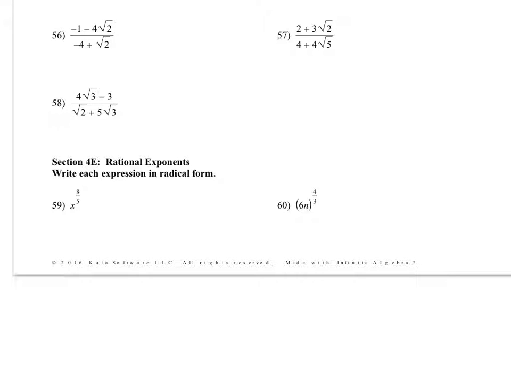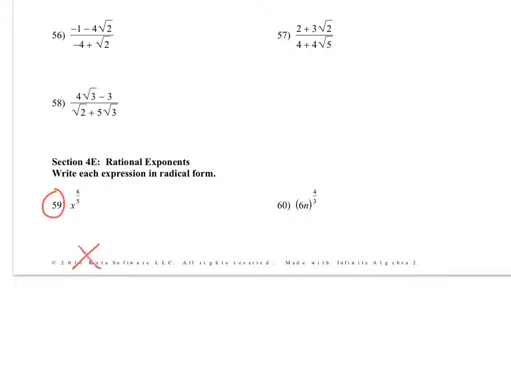In section 4E, we're going to look at rational exponents. Rational or ratio means fraction, so fractional exponents. And the first thing we're going to look at is just going from one form to the other. So in 59 here, we've got x to the 8/5. That's a variable to a rational or fractional exponent. We want to write in radical form.